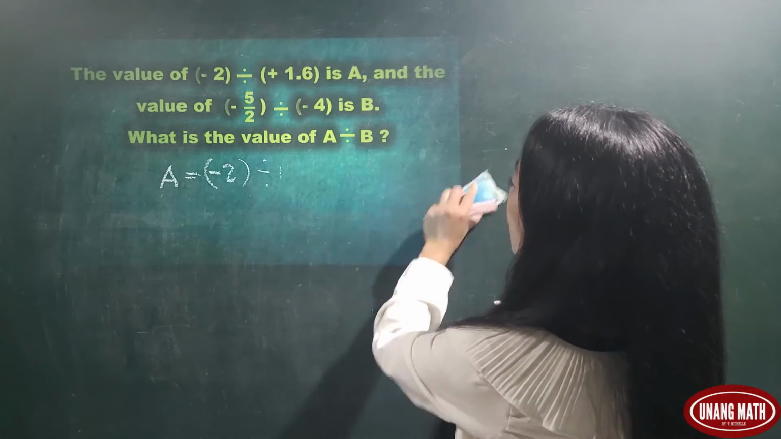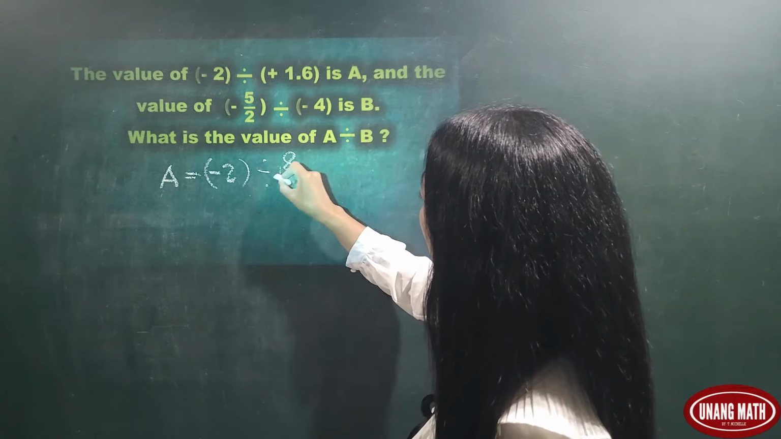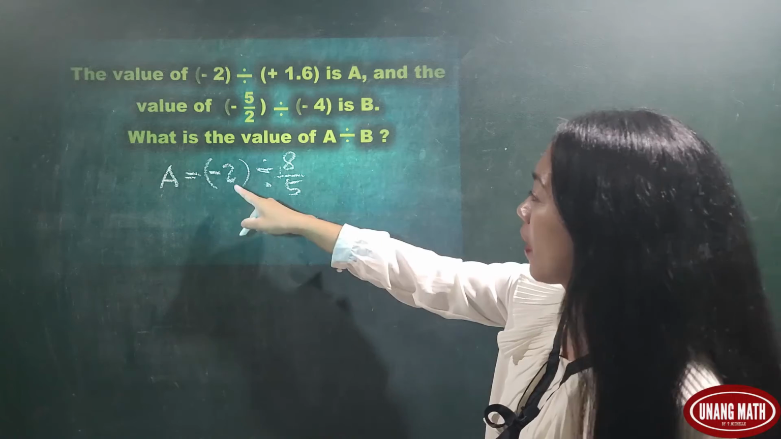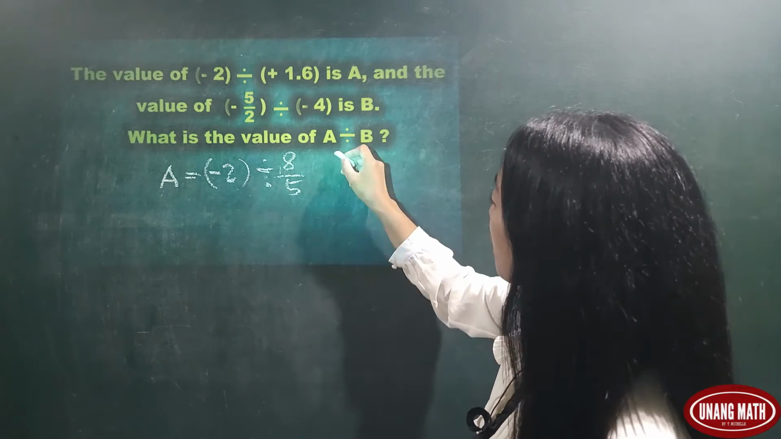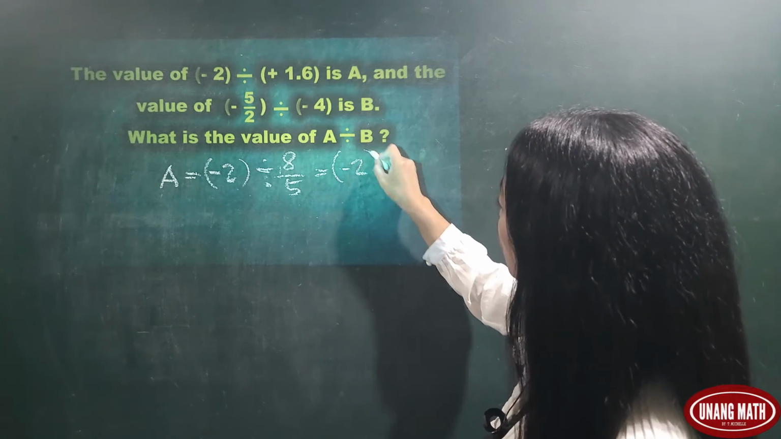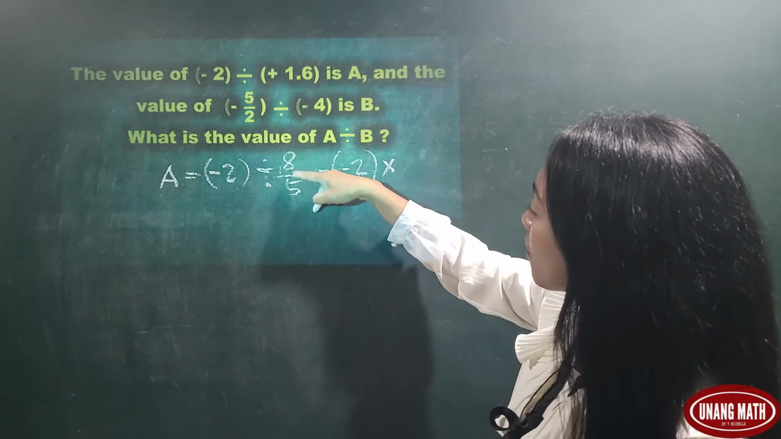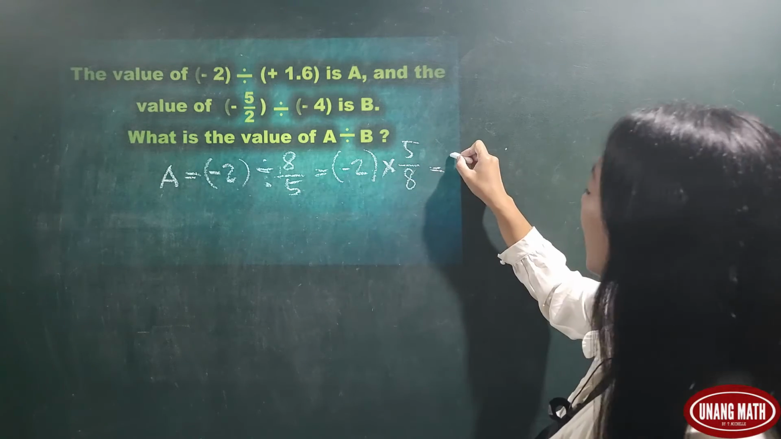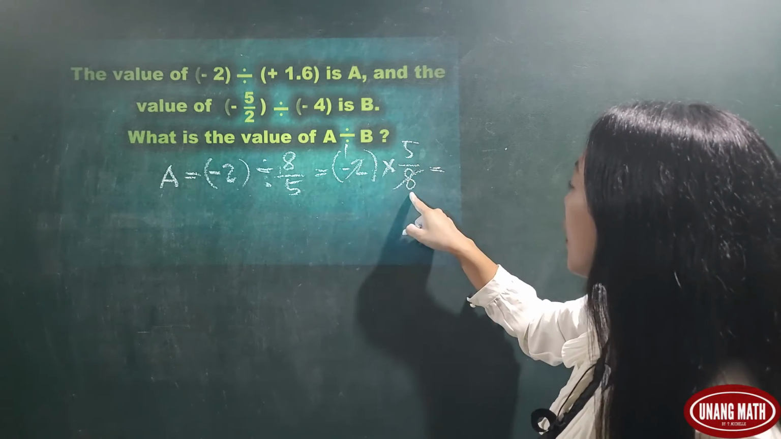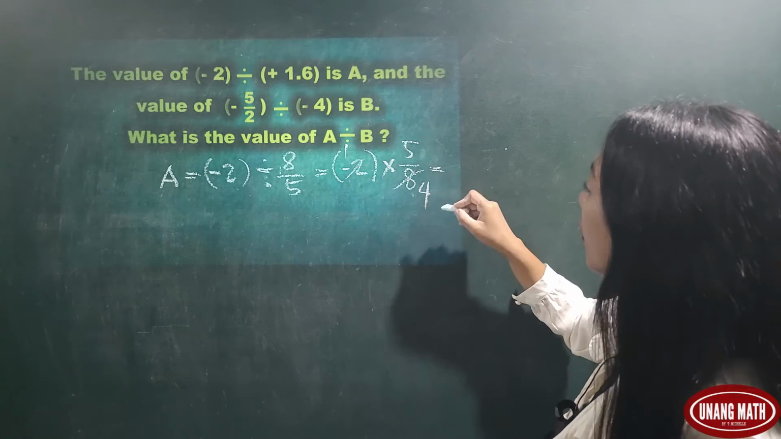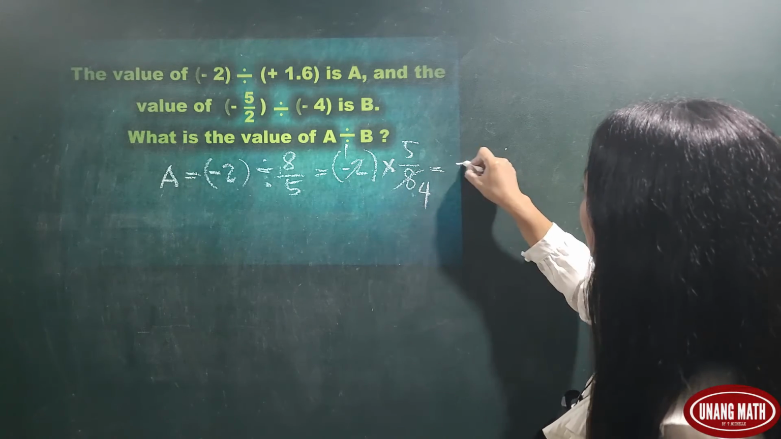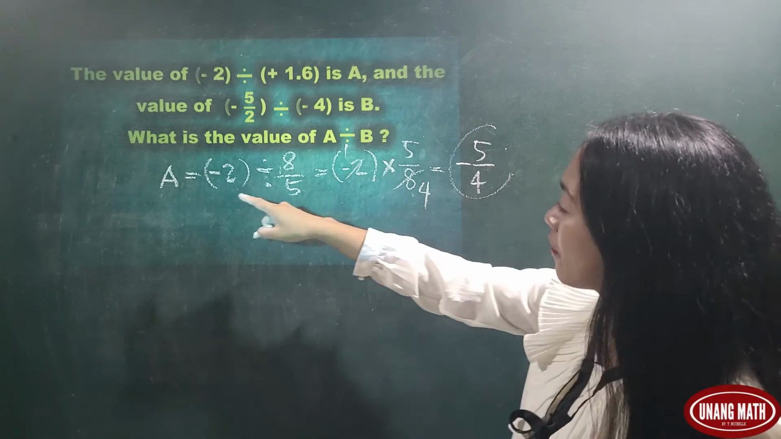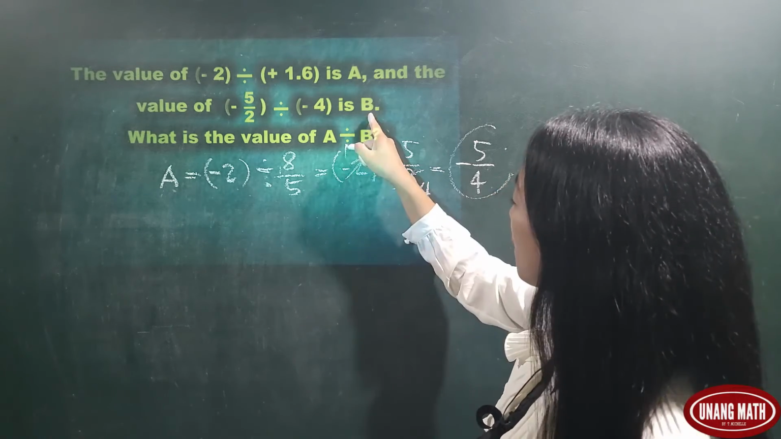So negative 2 divided by 8 over 5. Let's apply multiplying by the reciprocal. So division sign becomes multiplication sign. So negative 2 times the reciprocal of 8 over 5, it's 5 over 8. So we can simplify. So this is 1, this is 4. So our answer here is negative 5 over 4. That's the value of A. Okay, how about B?